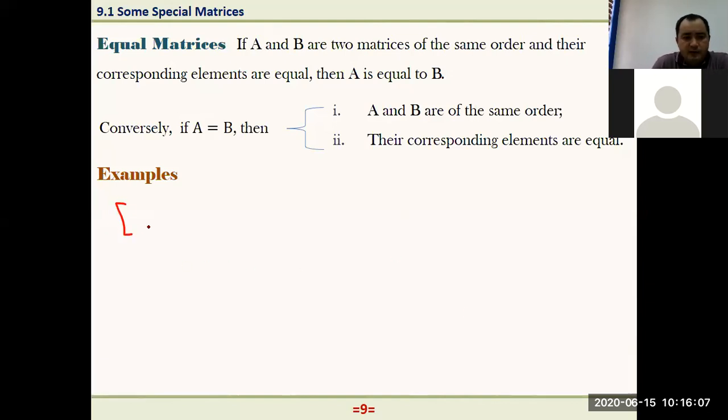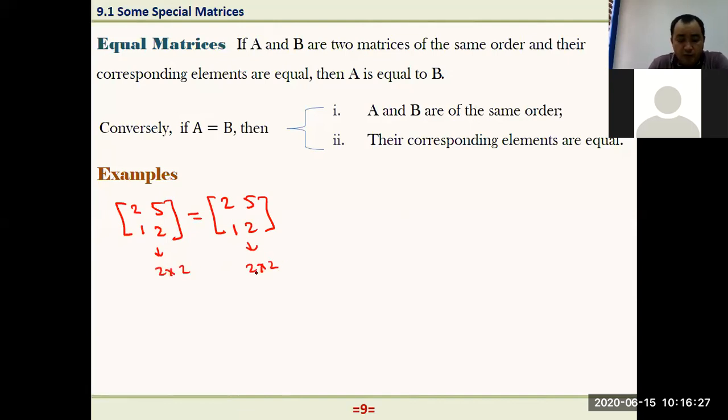For example, let's say 3, 5, 1, 2. Right? This matrix is equal to 2, 5, 1, 2. Why are they equal? What is the dimension of this matrix? 2 by 2. And how about this one? It is also 2 by 2. All corresponding entries, right? This entry corresponds to this entry. They are equal. This entry corresponds to this entry. They are equal. This entry corresponds to this entry. This entry corresponds to this entry, right? So that's why all corresponding entries are equal and dimensions are equal.